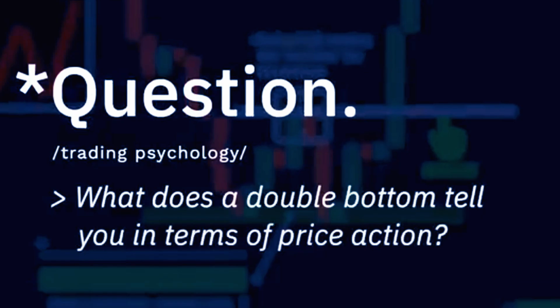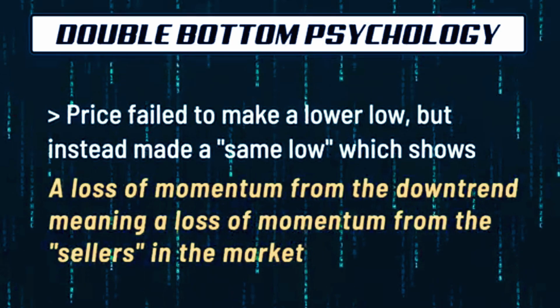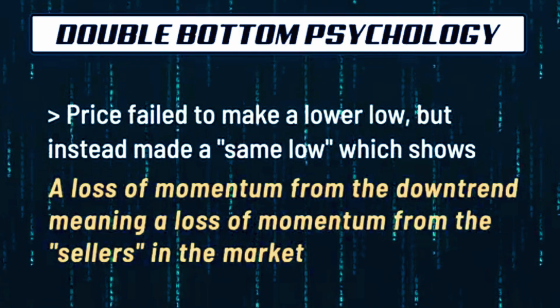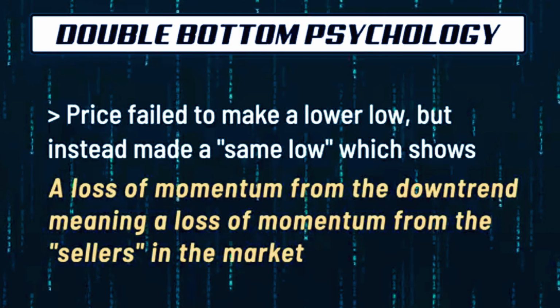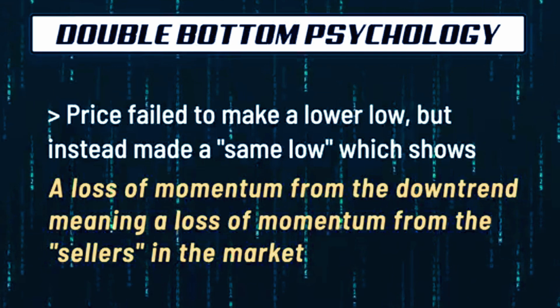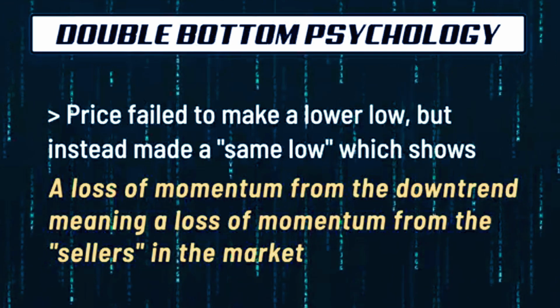Now, what does the double bottom tell you in terms of price action? Price failed to make a lower low, but instead made a same low, which shows a loss of momentum from the downtrend, meaning a loss of momentum from the sellers in the market. So, this then brings us to our next question, which is, how do we use the double top and double bottom pattern as part of our overall strategy?